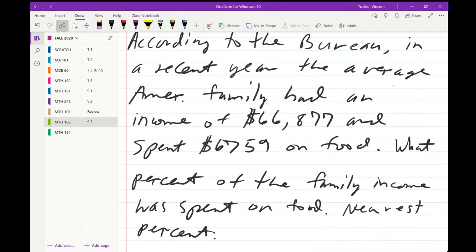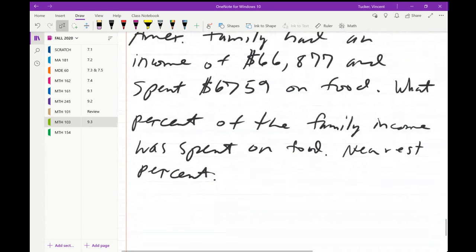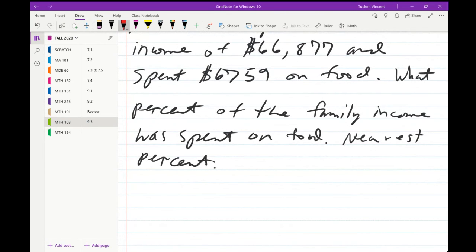All right, according to the Bureau, in a recent year, the average American family had an income of $66,877 and spent $6,759 on food. What percent of the family income was spent on food? So we know that the percent is our X, or our unknown in this case. That's what percent. So now we have these two numbers.